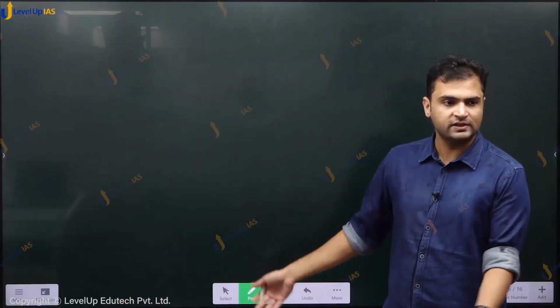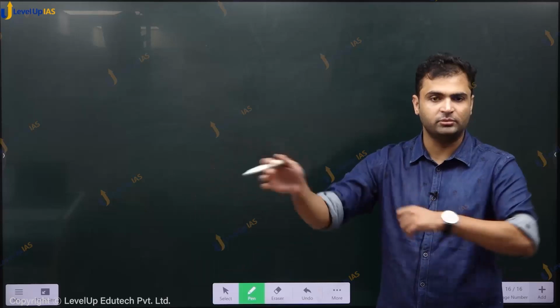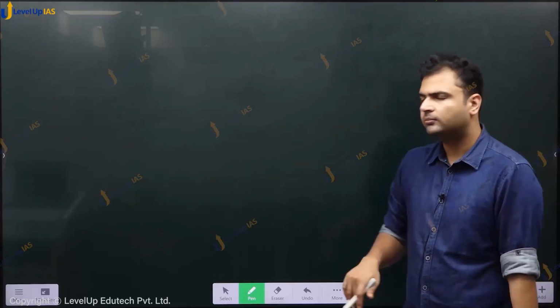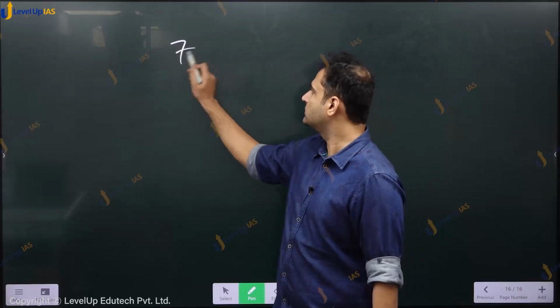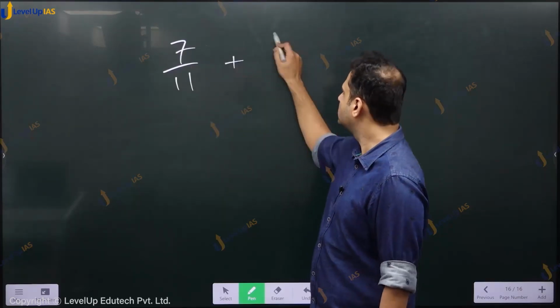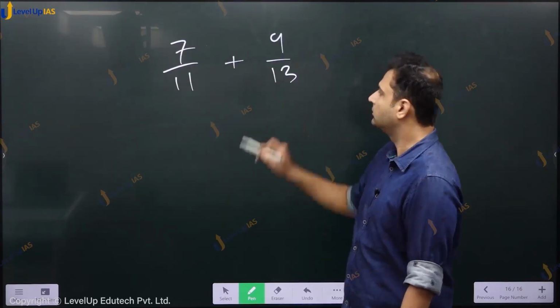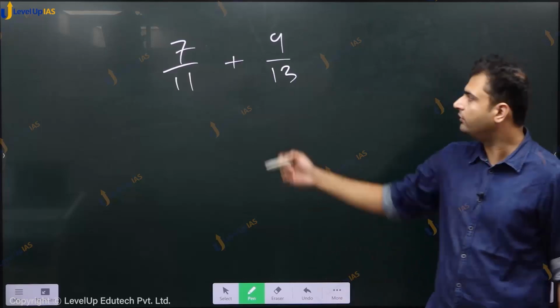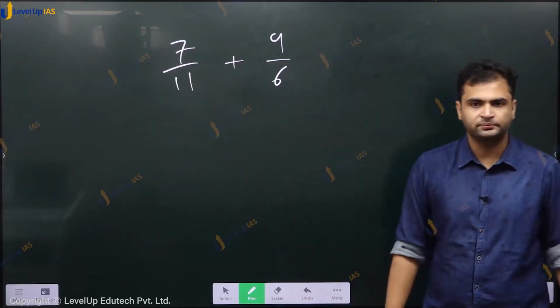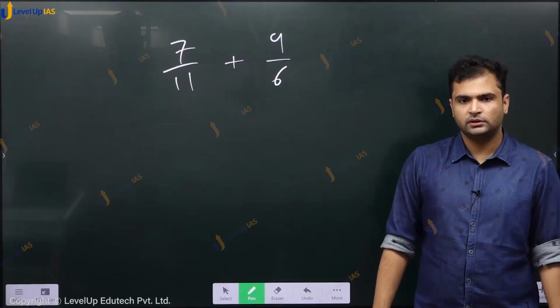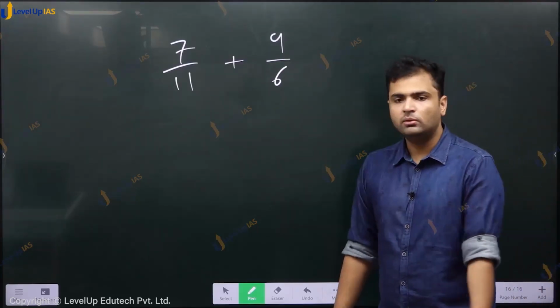यहाँ पे तो बहुत इजी था, 6 था दोनों का, वो तो दिख रहा था सामने कि दोनों 6 बन सकते हैं, बट मेनी टाइम्स नहीं दिखेगा. फॉर एग्जाम्पल लेट अस से दिस 7 by 11 प्लस 9 by 13, या फिर 9 by, चलो कुछ और ले लो, 6 ले लो, थोड़ा सा इजी. ठीक है.